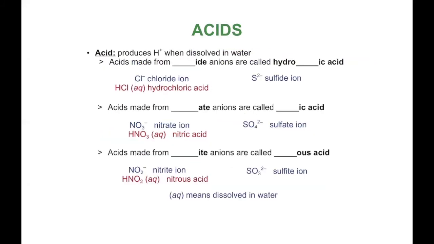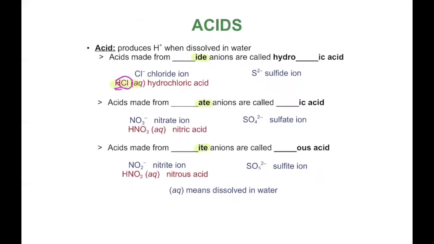And lastly, we're going to talk about naming acids. Remember, acids are proton donors. There are 3 types of acids, and these are going to be the ions that are formed when we remove a proton. And the 3 types are going to be IDE from the periodic table, ATE from the polyatomic ions, and ITE from the polyatomic ions. So the ide would be for chloride, fluoride, bromide. And whenever we have an acid made from an ide anion, they are called hydrobromic, hydrochloric, hydrofluoric acid. So with HCl, that is hydrochloric acid.